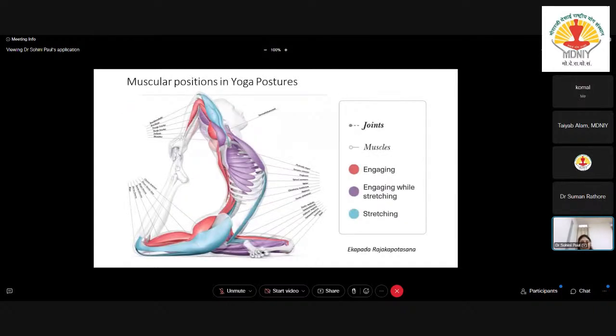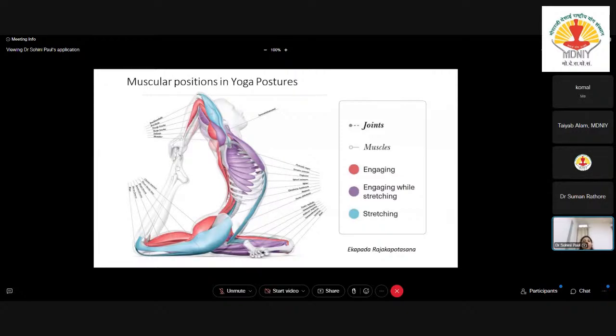Okay, as I was telling you, there is proper functioning of your muscles and of your joints happening for a particular posture. If I talk about this particular posture, I think you all are aware of it. You can see the red part. Red color shows the muscles which are engaged in this particular posture. Now you can see the purple color. Purple color shows those muscles which are engaged when you are stretching yourself. And the blue colored muscles show that they are stretchers. So for each yogic posture, the muscles involved are also different.